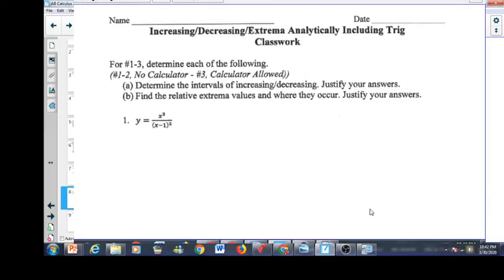So here, I'm going to try to work a problem. Melissa, can you see what I'm doing there right now? You see where it says increasing, decreasing, extrema. Is this what you're seeing? Yes, but I'm behind. Okay, that's fine. I don't mind if you're behind.